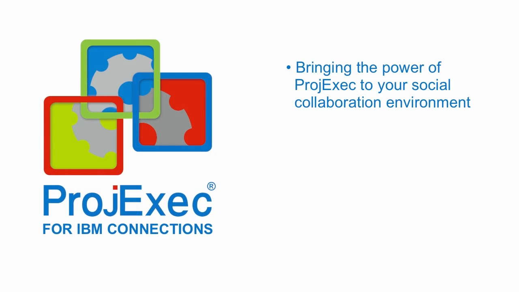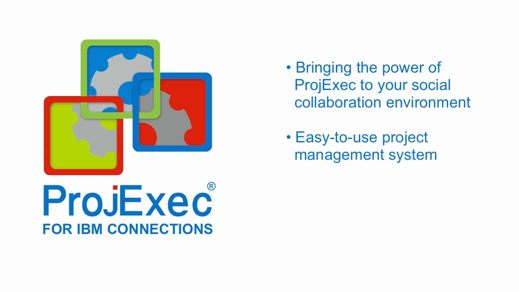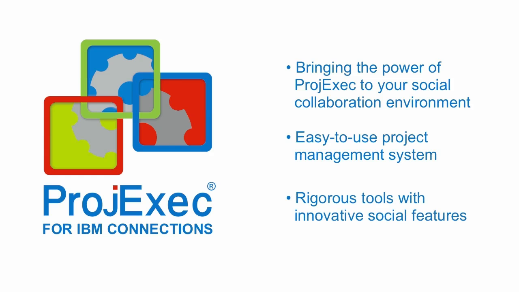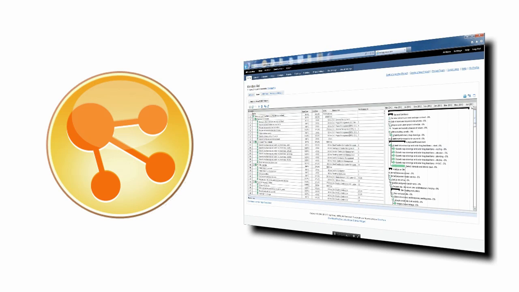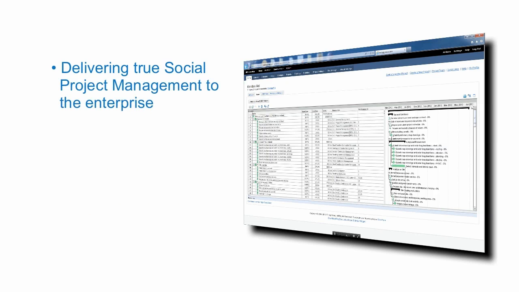ProjExec for Connections is an easy-to-use professional project management system that combines the rigorous tools that professional project managers demand with innovative Facebook-like social features that offer project teams a highly intuitive project collaboration experience. By integrating rigorous project management capabilities with IBM Connections' rich social collaboration experience, ProjExec is the first tool that delivers true social project management to the enterprise.